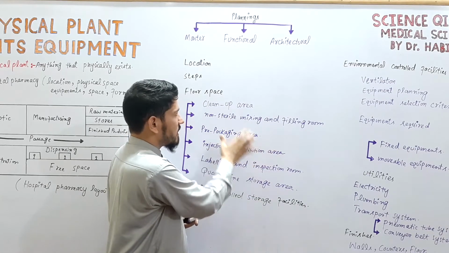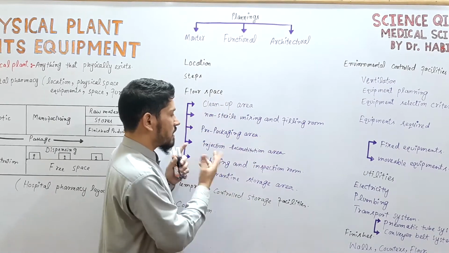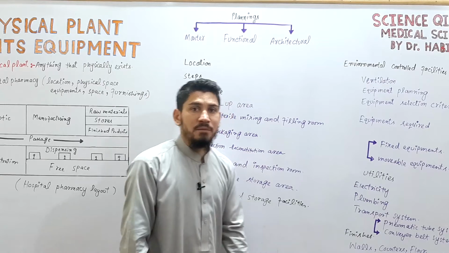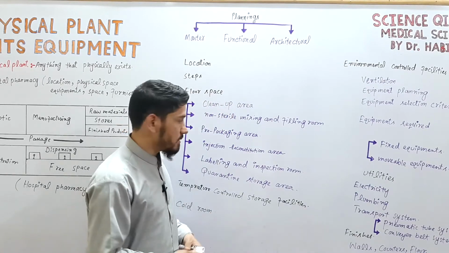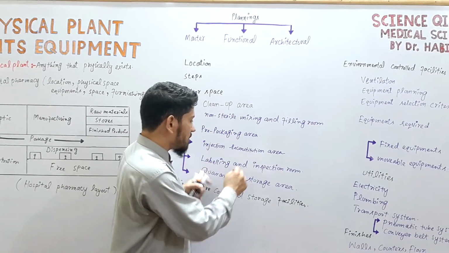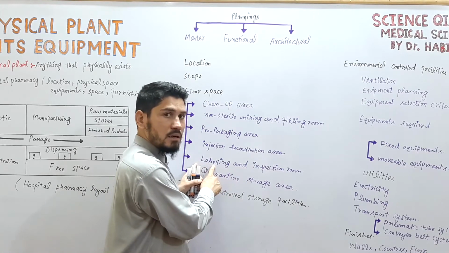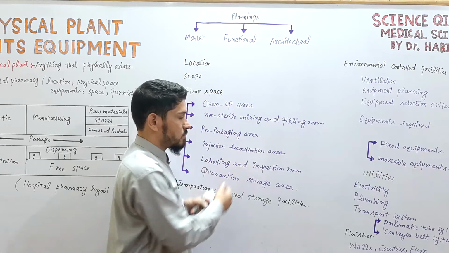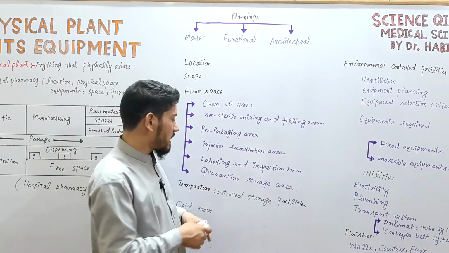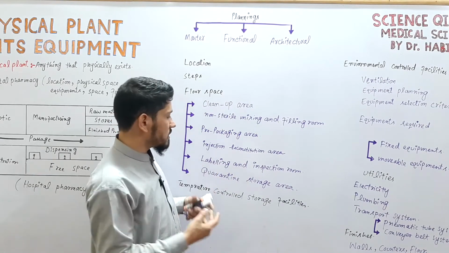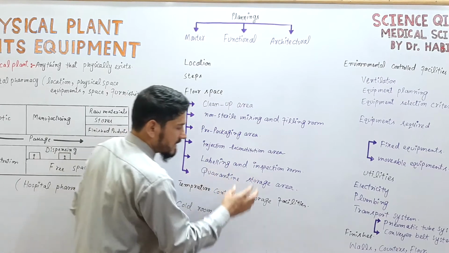So of course for this area we also need floor space. There should be the facility of laminar flow hoods. What are they? We'll talk about them in detail in the next lecture. Then is the labeling and inspection room. From the name it's indicated we will label the unlabeled products, and also of course we'll have the inspection of these products, and we'll have the labeling accessories and all that. We'll talk about that.